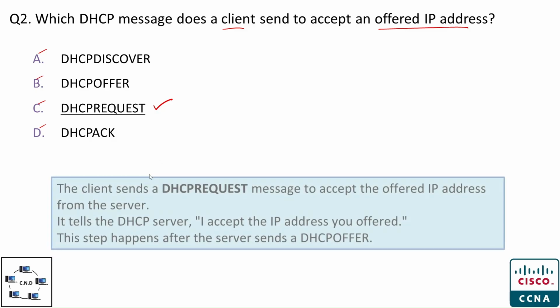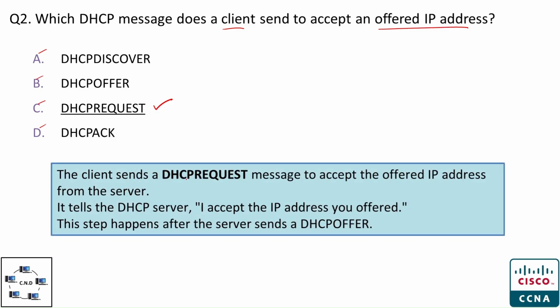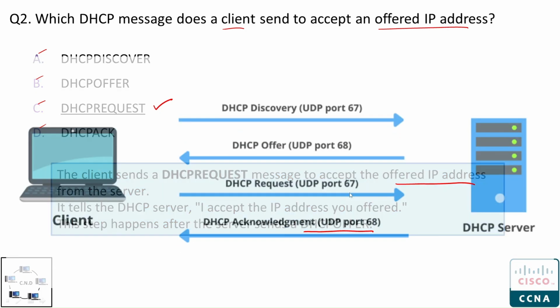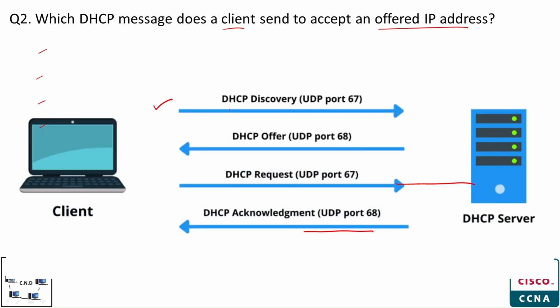And the explanation is the client sends a DHCP request message to accept the offered IP address from the server. It tells the DHCP server, I accept the IP address you offered. This step happens after the server sends the DHCP offer. Let me show the complete process. So this is how the DHCP process takes place.